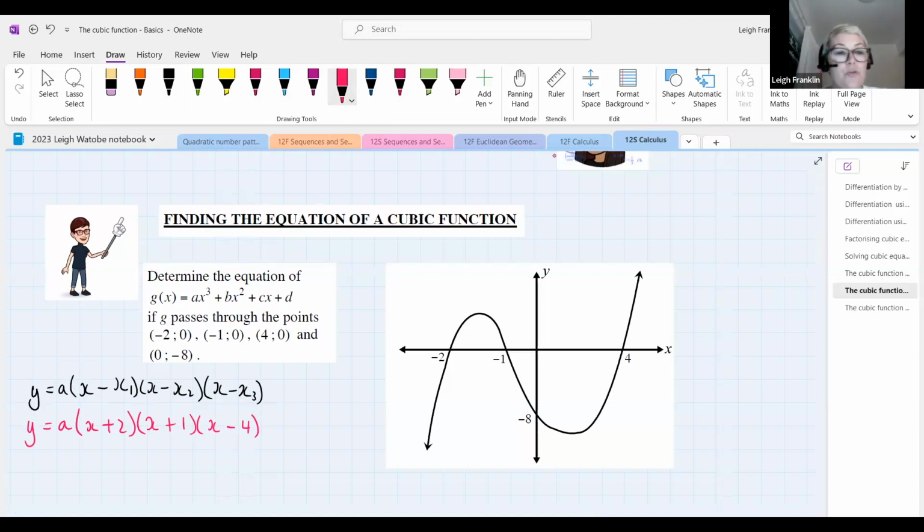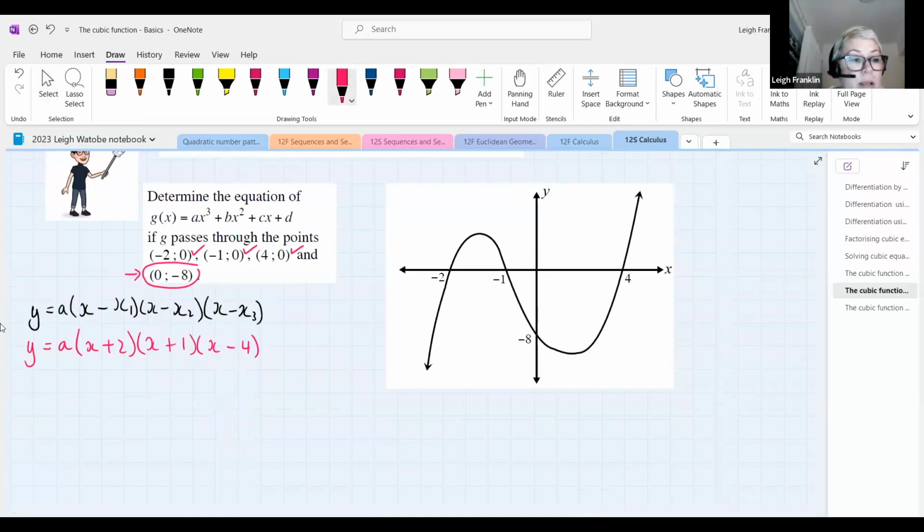Now we've got to use this other point over here. We've subbed in our x-intercepts. And now we've got to use this other point over here. It happens to be our y-intercept. So we are going to make y equal to -8 and x equal to 0.